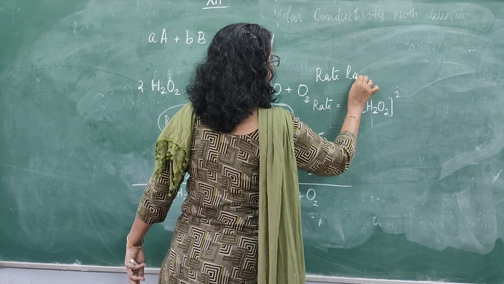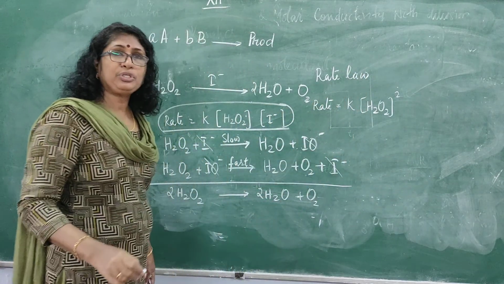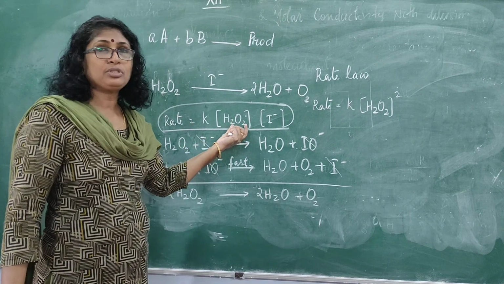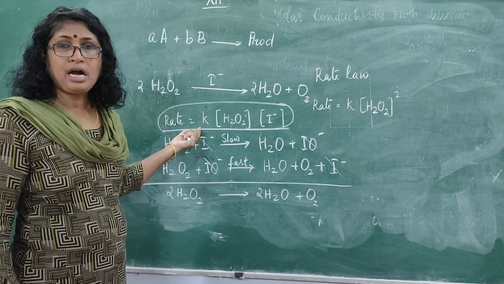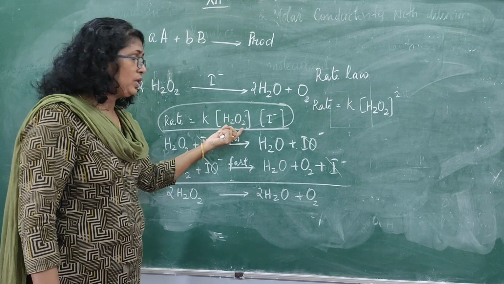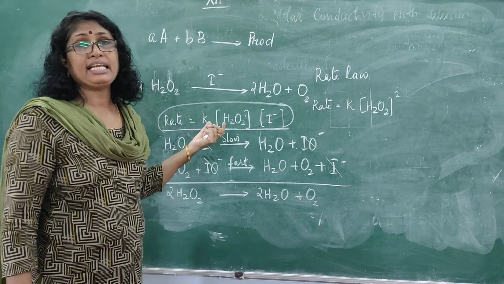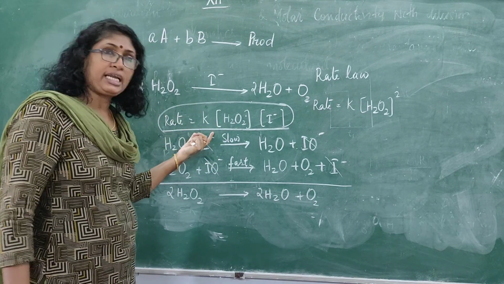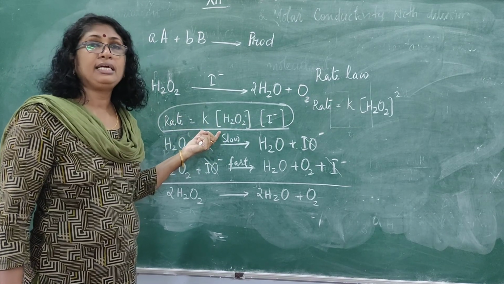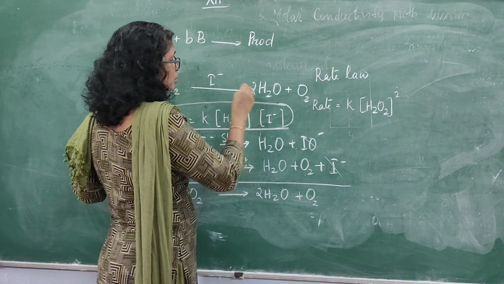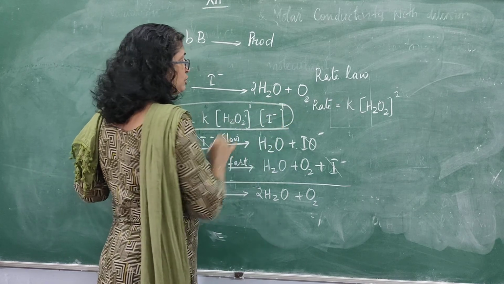Rate law. This rate law gives you the actual dependence of the concentration terms on the rate of reaction, how the rate depends on the concentration of the reacting species. The actual dependence is shown by this rate law. It is determined experimentally. Now, what is the power of H2O2 here? It is 1. And the power of I minus is 1.